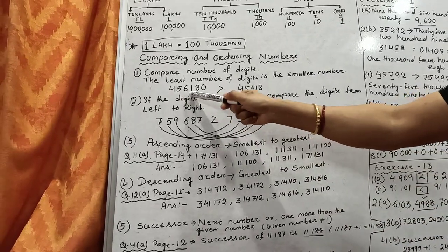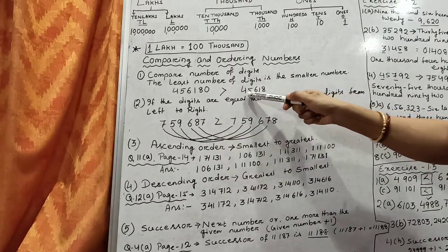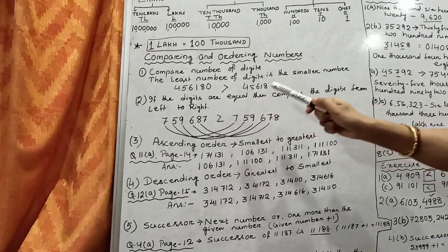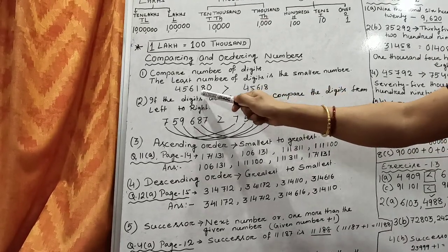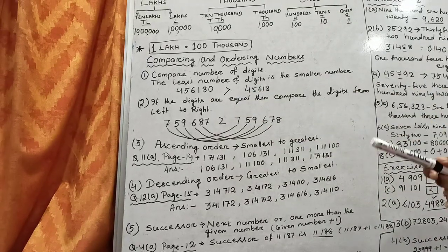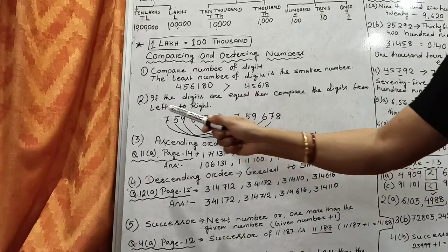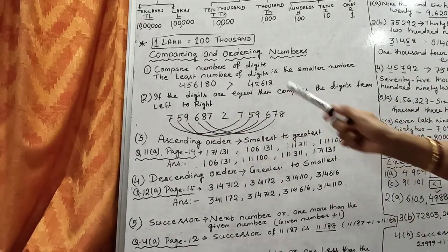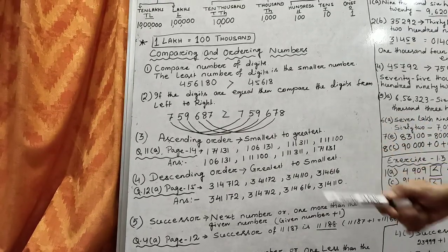This number is formed by 6 digits. This number is formed by 5 digits. So a 6-digit number is greater than a 5-digit number. This is the smaller number. This is the larger number. This is the first point: you have to count the number of digits. Then, in the second point, if both the digits are equal, then you compare the digits from left to right.